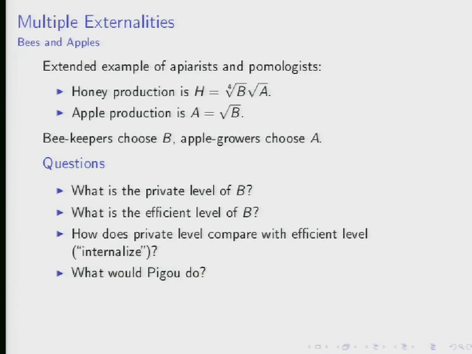And we've got the story about there being multiple, there's a positive externality going in both directions. Apples, the number of bees increases the number of apples, and the number of apples increases the amount of honey. Okay, so that's the setup there.